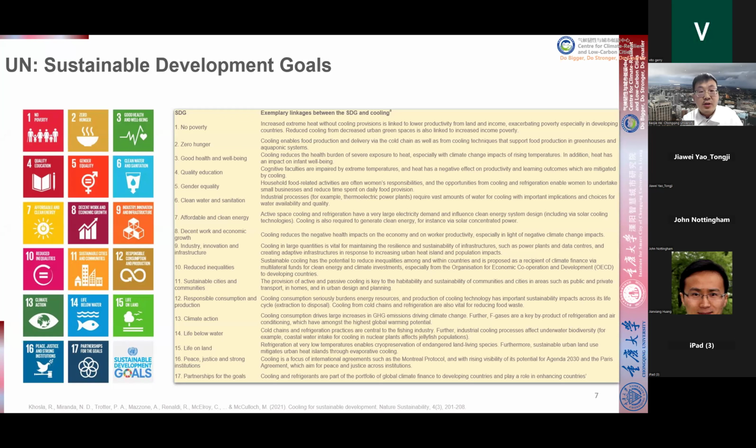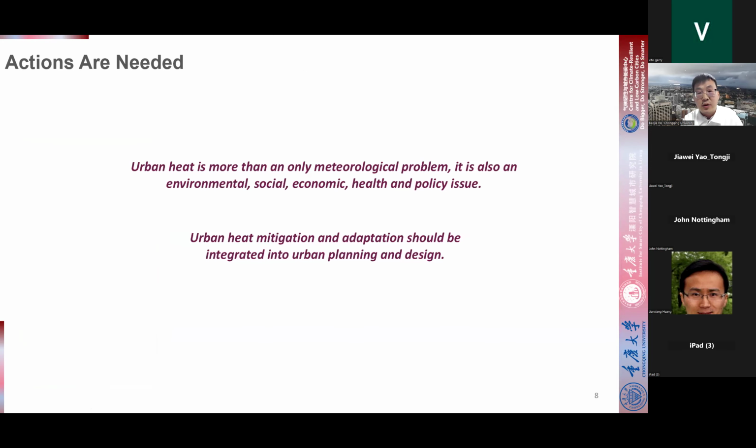Particularly, we think about urban heat in terms of sustainable cities and communities, Goal 11, and climate action, Goal 13. So we combine them into cool cities and communities. We would like to use urban heat mitigation and adaptation strategies to address the heat challenges, to create climate inclusive and climate healthy cities.